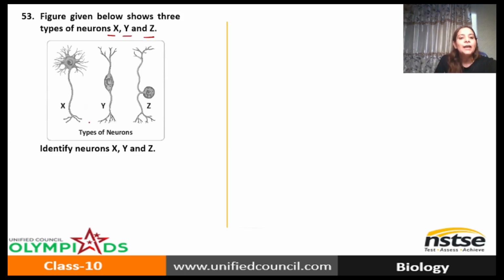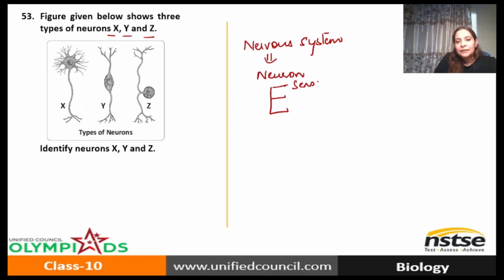Next question. The figure given below shows three types of neuron X, Y and Z. Here we have to identify neurons X, Y and Z. Now let me tell you that we have a nervous system in our body, one of our organ systems, which helps in control and coordination, and its cell is called a neuron. Like you can see, these are neurons. Neurons are of three types: sensory neuron, motor neuron and relay, or we can call it mixed neuron.